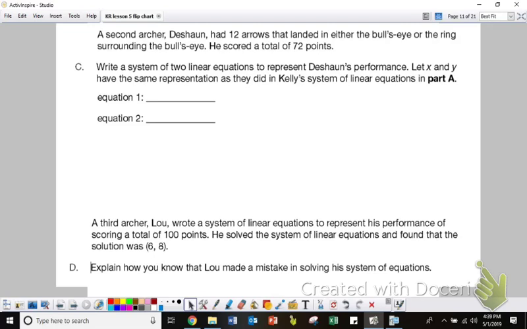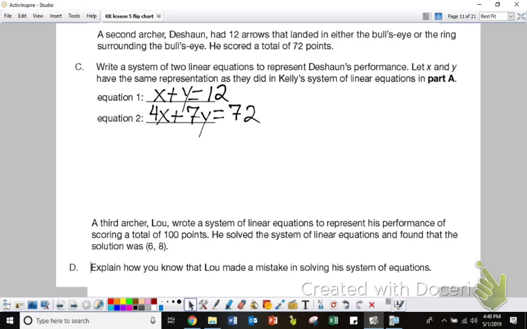So the first equation, again, total number of arrows that were hit. Regardless of where they hit, I got x and I got y. They're added together, and he hit 12 arrows total. That's an easy equation that you should be able to get no problem. And again, we're using the exact same points system as what Kelly was using in the previous question. So I should get a total of 4 points for every surrounding hit, and I should get 7 points for every bullseye. And they already told us that he's going to score exactly 72 points. So there's the 2 equations. And that's all they're asking for here.